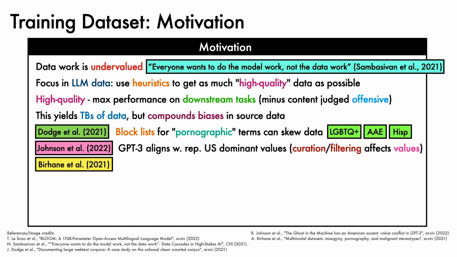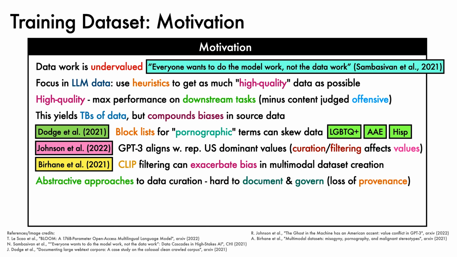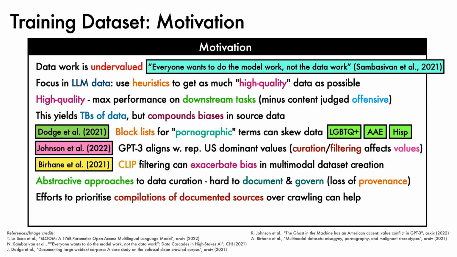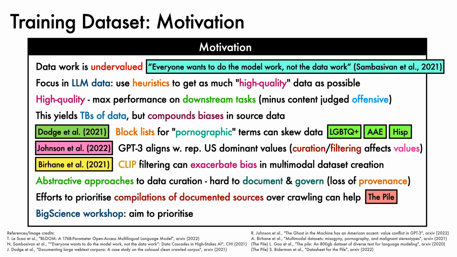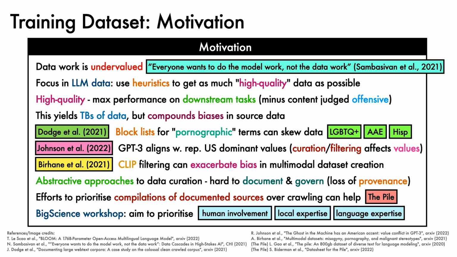Work by Birhane et al. found that the use of automatic CLIP filtering can exacerbate bias in multimodal dataset creation. In general, abstractive approaches to data curation tend to produce results that are difficult to document and govern, since data provenance is often lost along the way. One potential route to address this is to prioritize compilations of documented data sources, an approach taken with the Pile dataset, for example. In the BigScience Workshop, the aim was to prioritize human involvement, local expertise, and language expertise in the curation and documentation processes.